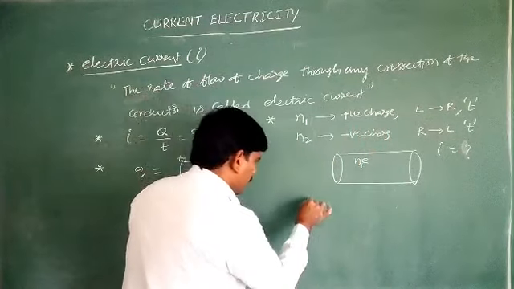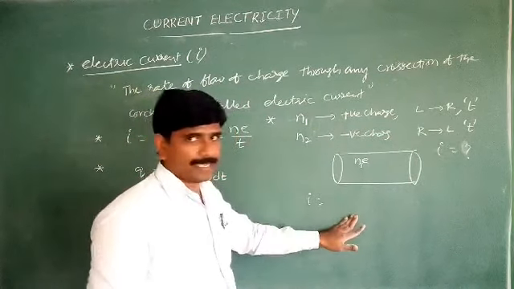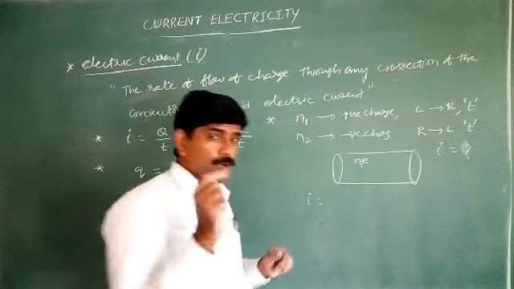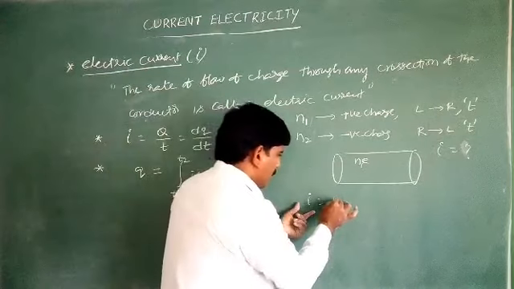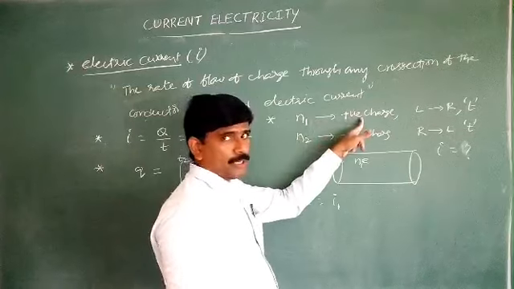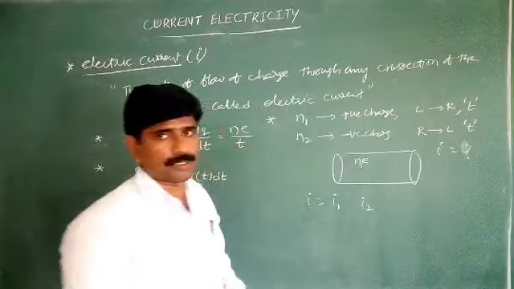Actually, current is equal to charge by time. Here two charges, positive and negative, are both passing through that conductor. I am taking I1 as the current due to the positive charges and I2 as the current due to the negative charges.